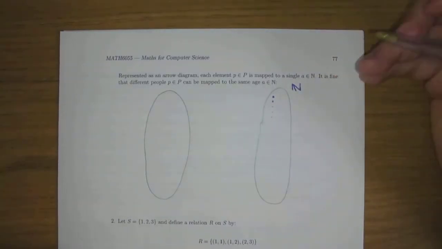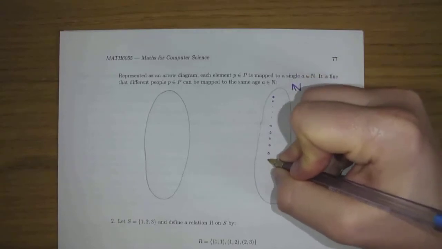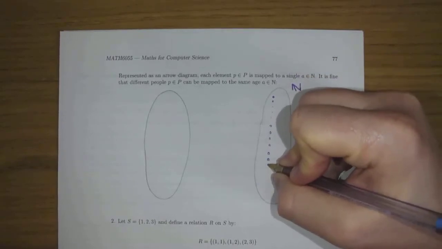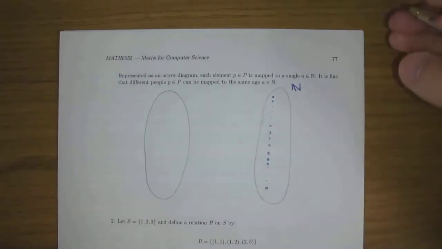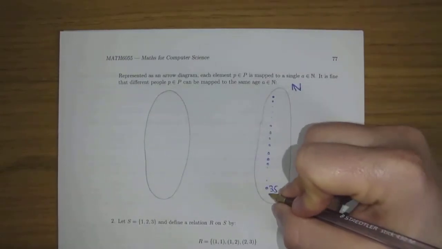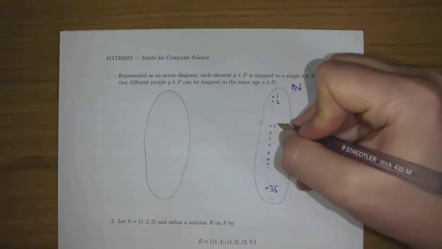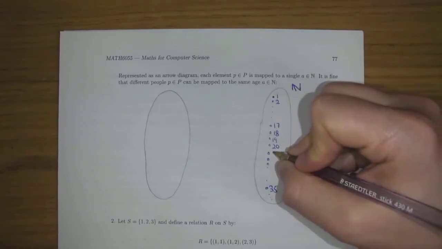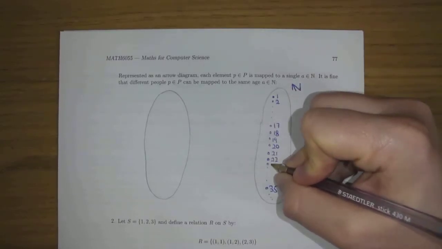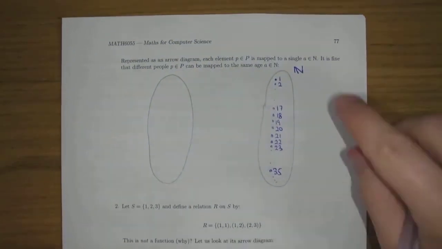I'm assuming there's no 16-year-olds here, so we'll do 17, 18, 19, 20, 21, 22. We'll assume there's no 23-year-olds, we'll leave that out. And then myself there, 35. And of course this keeps on going. So we're talking 1, 2, dot, dot, dot, 17, 18, 19, 20, should have done 16, 21, 22, 23, dot, dot, dot, 35. Dot, dot, dot, going on forever and ever and ever. So this is the codomain.